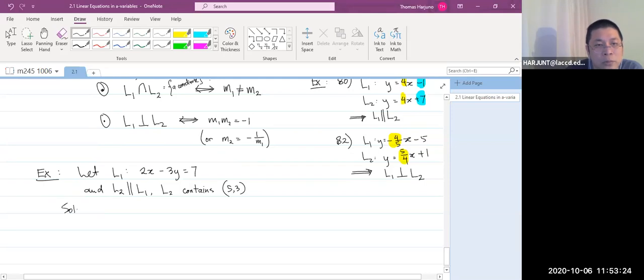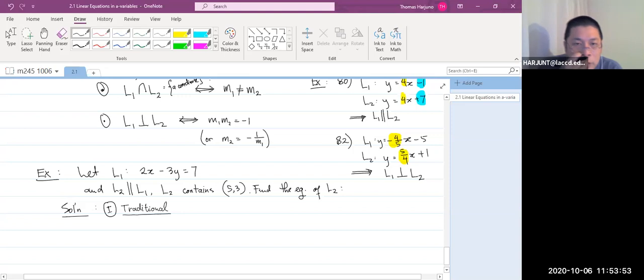Solution. And the question is: find the equation of line 2. Solution. Traditional way. Method 1, traditional way, the way you did it in algebra class. And very likely, I expect in your test, you will do it this way. But I will show you the second method later on. People with more understanding will be able to do that.